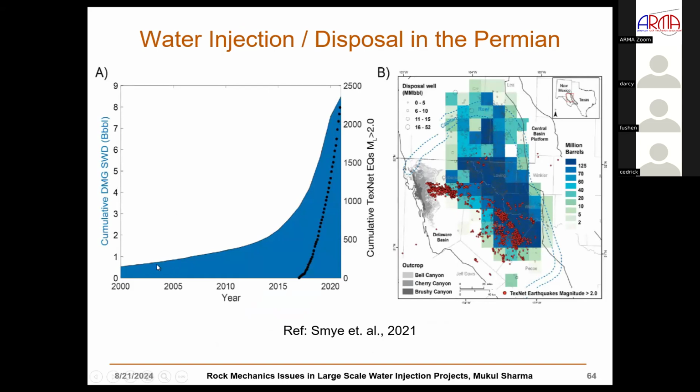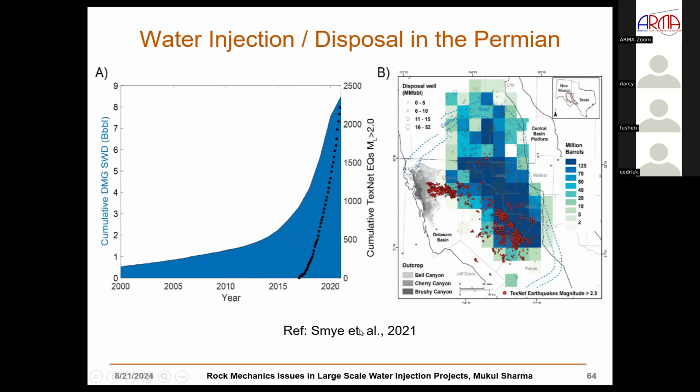a huge amount of water is being injected into the Permian right now. This is the cumulative DMG saltwater disposal in billions of barrels. So this is about 8 billion barrels. And so it's just incredible how much volume of water is being injected into the Bell Canyon. These are all Cherry Canyon, Brushy Creek. These are all zones within this particular area of West Texas and New Mexico. The big issue here is induced seismicity.